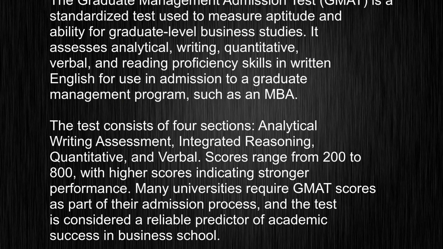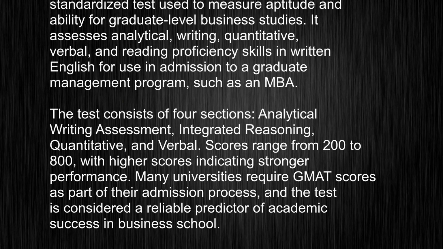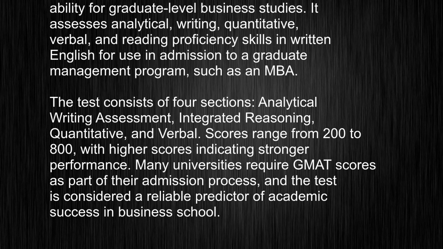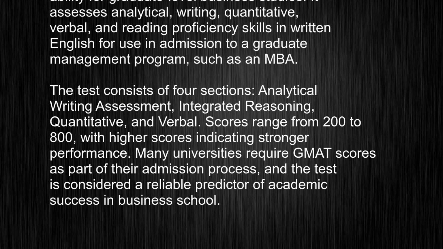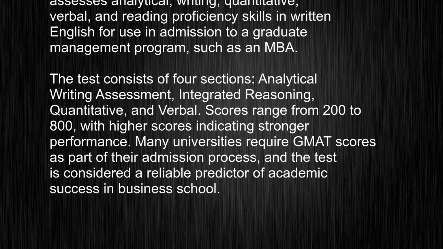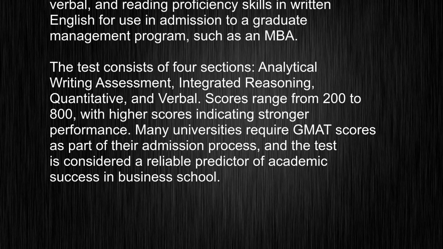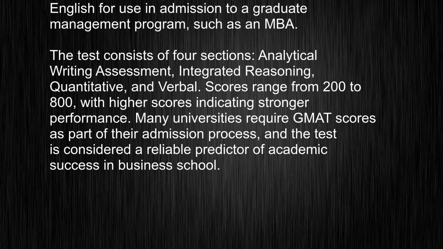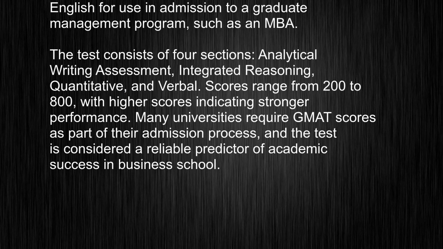The test consists of 4 sections: analytical writing assessment, integrated reasoning, quantitative, and verbal. Scores range from 200 to 800, with higher scores indicating stronger performance. Many universities require GMAT scores as part of their admission process, and the test is considered a reliable predictor of academic success in business school.